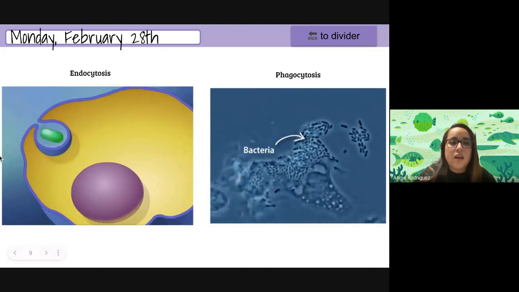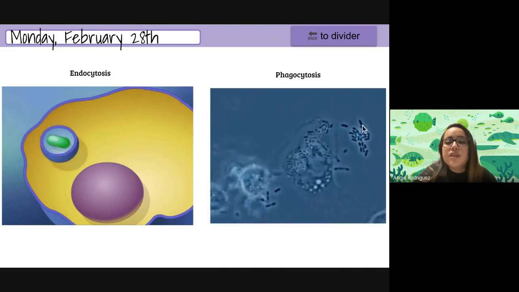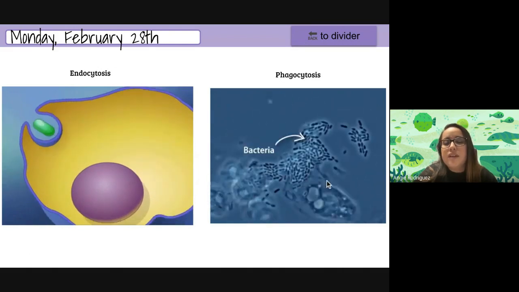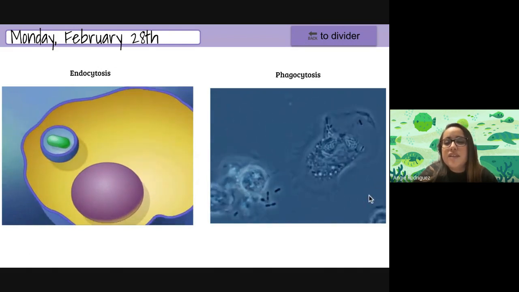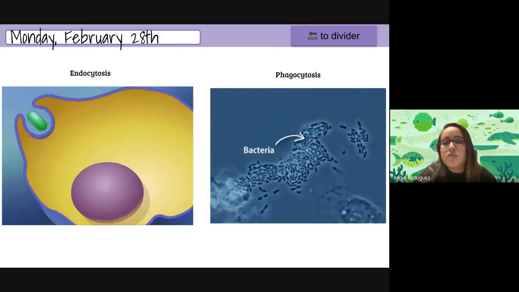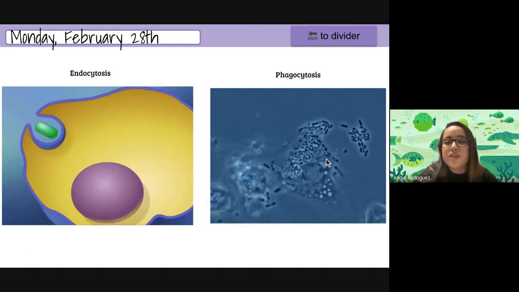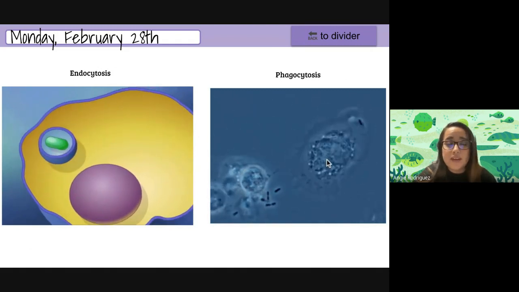It looks like a solid particle or molecule, right? Here's another example of phagocytosis here. So these clear looking things are the cell, and they're eating up the bacteria, guys. So sometimes our body does eat up pathogens like the virus or the bacteria to defend us, to help us, right?